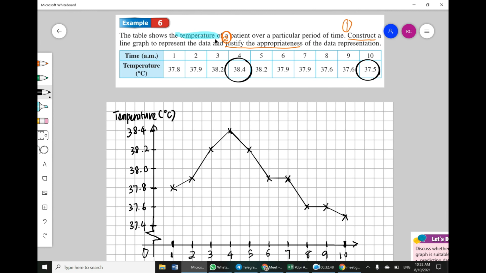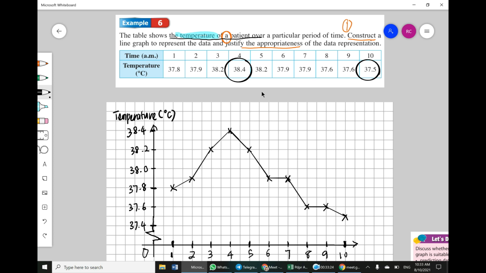The table shows the temperature of a patient. So the temperature of a patient, this part over here. You either write down the same title, the temperature of a patient, or you can make it nicer. How to make it nicer? How to make the title nicer, the temperature of a patient? Are we going to write down the temperature of a patient over here, or we can make it nicer with a nice shorter word and direct to the point?